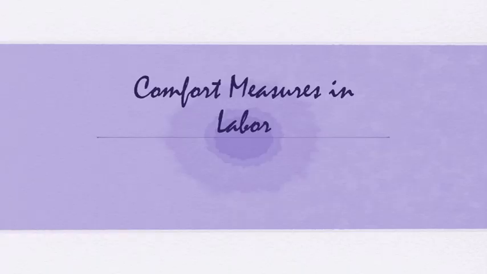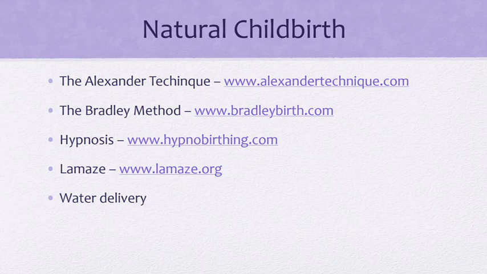Comfort measures during labor. Now, there are different types of natural childbirth techniques that I have listed here, and you could write these down and look these up on your computer to really give you an idea of the different types of natural childbirth out there. So basically, it's whatever you decide would work best for you. Some people choose Bradley method, some people choose Lamaze, some people take different parts and pieces of other different things. It's just really whatever is useful for you to help you concentrate and for you to have the best experience possible.